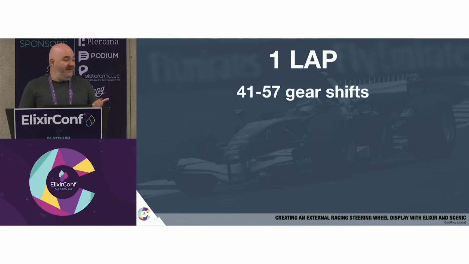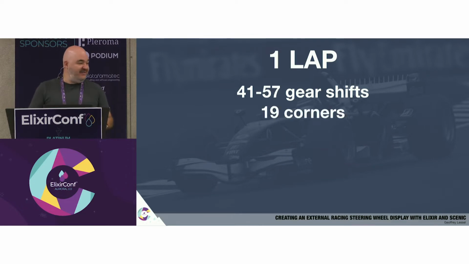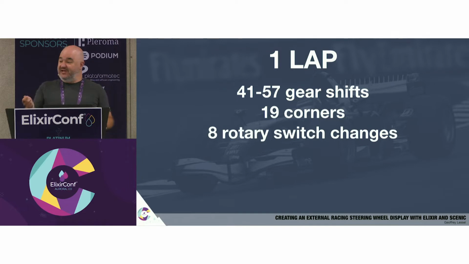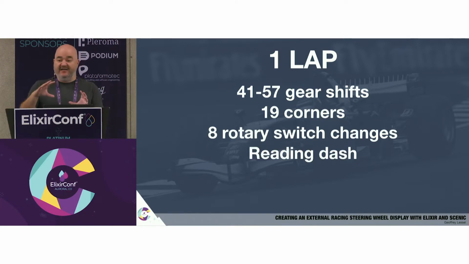For example, in a track like Monaco, which is really the shortest lap on the circuit, there are 41 to 57 gear shifts in one lap. There are 19 corners in this particular track, and 8 rotary switch changes during one lap, on average, of course. They obviously have to read the dash. A lot of times the guys on the wall are asking the driver what the dash is saying.